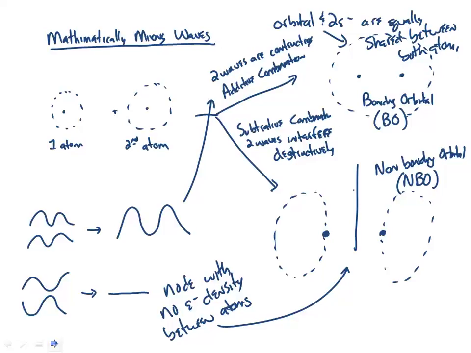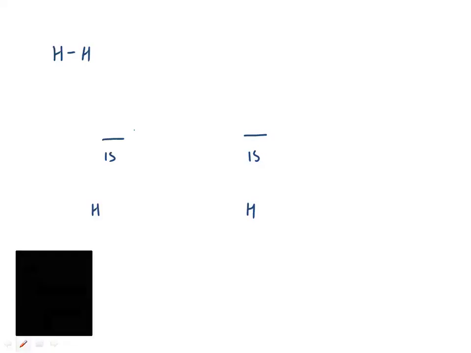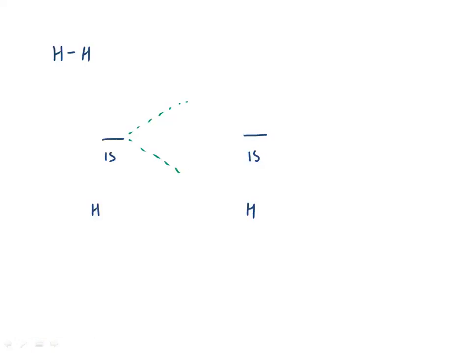So what that means for a simple molecule, like hydrogen, is that I've got a 1s orbital on one hydrogen, and I've got a 1s orbital on my second hydrogen, and I'm making them mix. And so what I'm really doing is making two new sets of orbitals. One set of orbitals is higher in energy, and one set of orbitals is lower in energy. This is my bonding orbital. Notice that it's lower in energy, and this is my non-bonding orbital. Notice that it's high in energy.